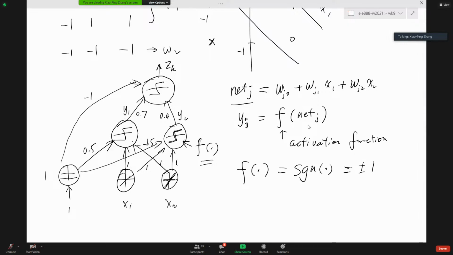Are we good? And then this arrow has a weight on the line. That's a W. So particularly if we call this Y1, according to our notation, this would be WJ2, and this one would be WJ3, and this is WJ1.